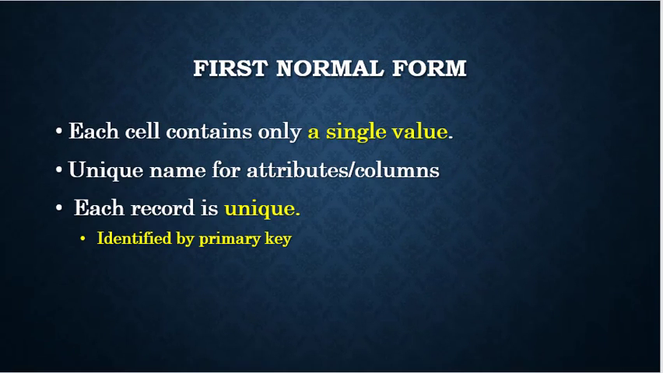First normal form. A table must be in first normal form if and only if it follows these rules. Rule 1. Each cell contains only a single value, meaning that every column in a table must contain a single or unique value. Rule 2. Unique name for attributes, meaning that all columns of a table have a unique name. Rule 3. Each record is unique, which is identified by a primary key.